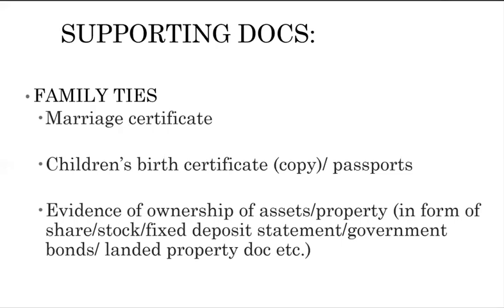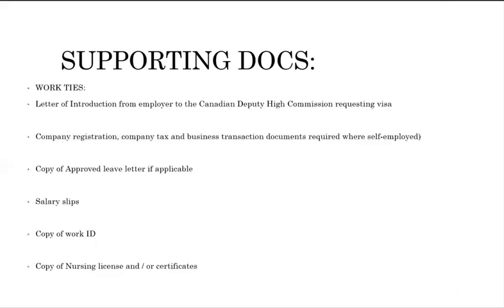Again, evidence of ownership of assets or property, whether you have shares or stock or a fixed deposit, you want to get a statement of that, or government bonds or landed property. So you want to see those deeds. You want to put all of them together. Again, work ties. If you're employed, you want to get a letter from your employer. If you are self-employed, we want to see copies of your company registration, company tax, business transaction documents.